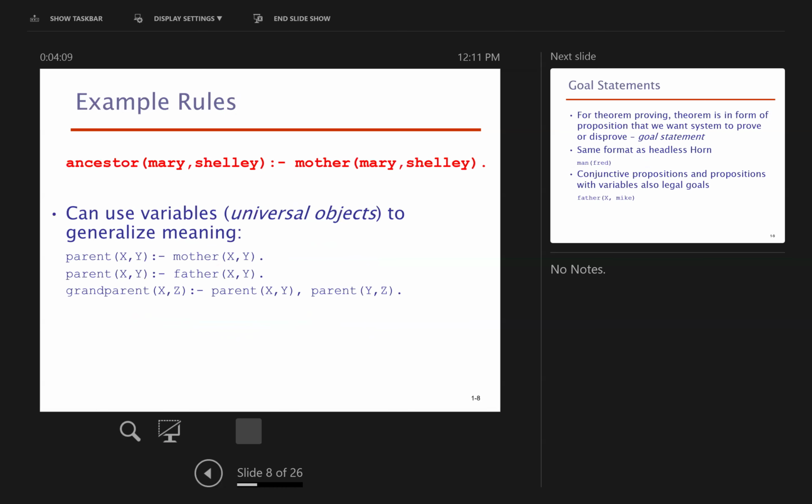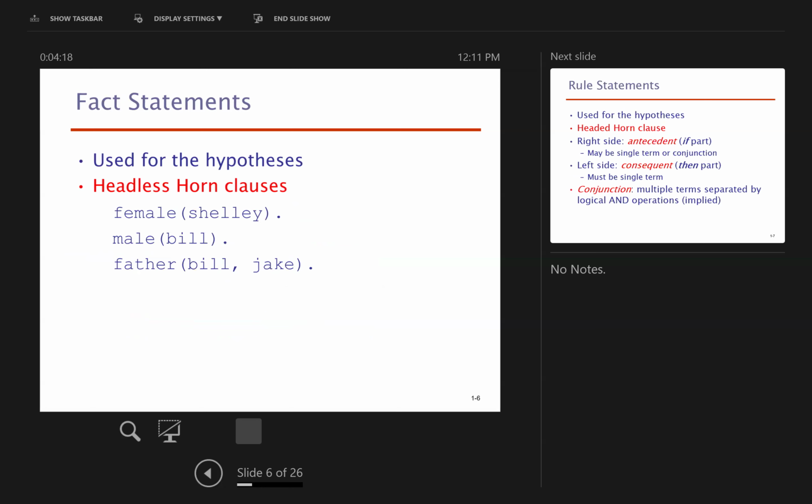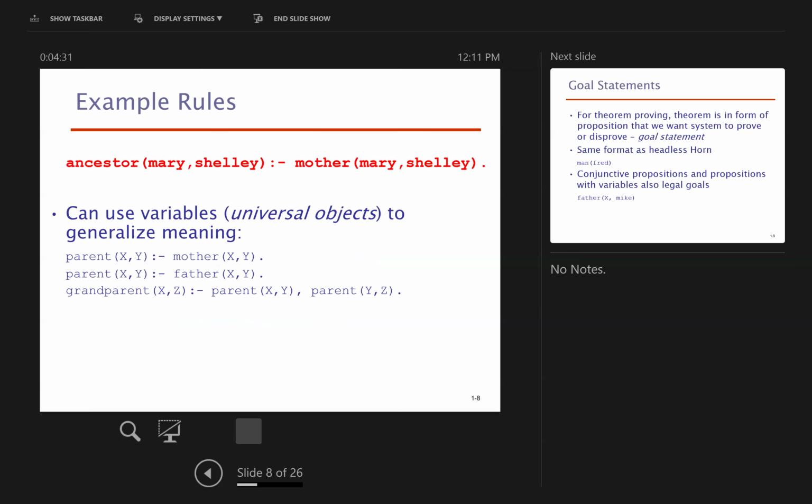Let's see if we have some more examples here. Also, this will be a rule. This rule came from the facts. As we saw in the previous slide, we can look at our facts to create a rule. So we have the facts here: Bill, father, Jake, Shelley, female. And now we came up with this rule.